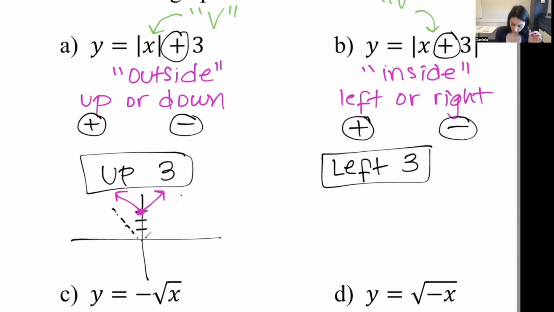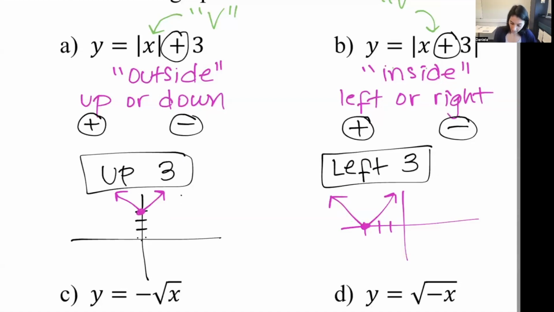transformation looks like. So I don't need this anymore. And same reasoning, instead of that center point being at the origin, now it's going to be to the left 3 units. So if it was a parabola, then you would just draw it like a U shape like that.